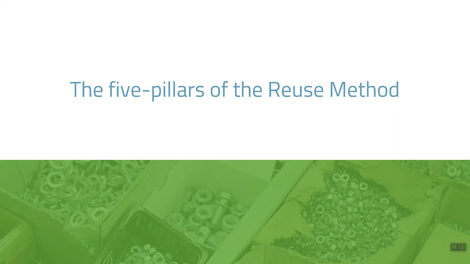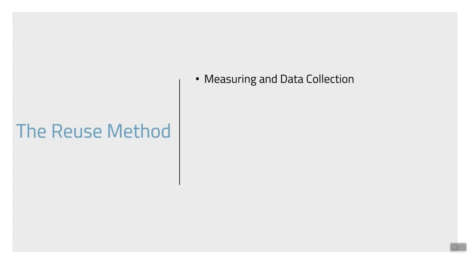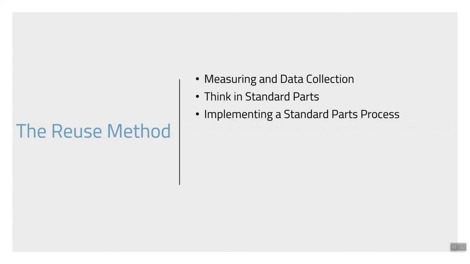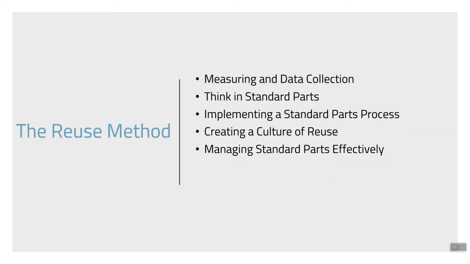Now we're going to cover the 5 pillars of the reuse method. And those are measuring and data collection, think in standard parts, implementing a standard parts process, creating a culture of reuse, and managing standard parts effectively. So measuring and data collection. A huge challenge that a lot of companies face that we run into is having duplicate parts in their PLM system, and they can't figure out a way to manage those parts.